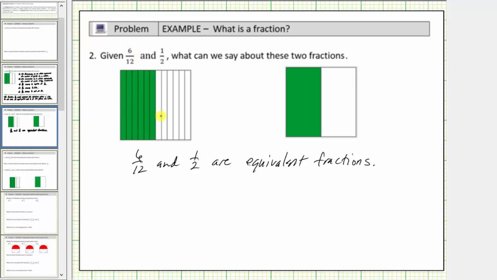Looking at the models, 1/2 is expressed using the fewest number of pieces. We have a total of 2 parts where one of them is shaded. For 6/12, we have a total of 12 parts, 6 of which are shaded. So 1/2 is the simplest form of 6/12.